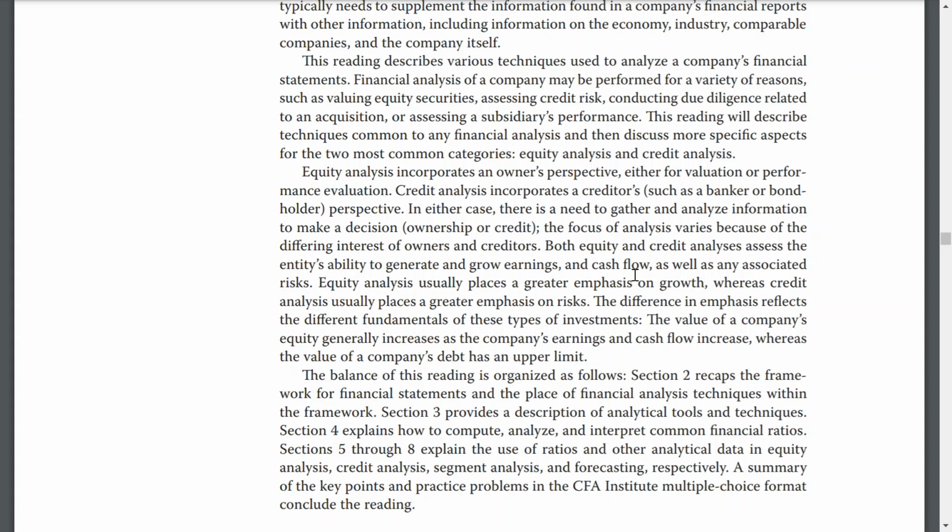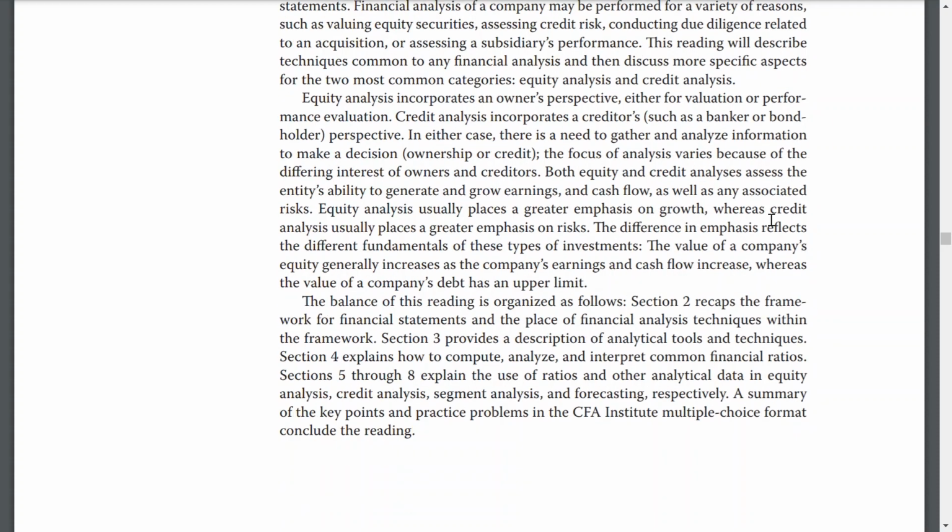Equity analysis incorporates an owner's perspective, either for valuation or performance evaluation. Credit analysis incorporates a creditor's perspective. In either case, there is a need to gather and analyze information to make a decision. The focus of analysis varies because of differences in the interests of owners and creditors.